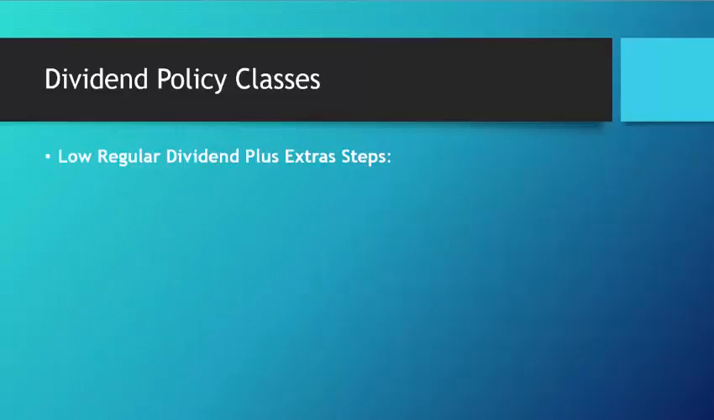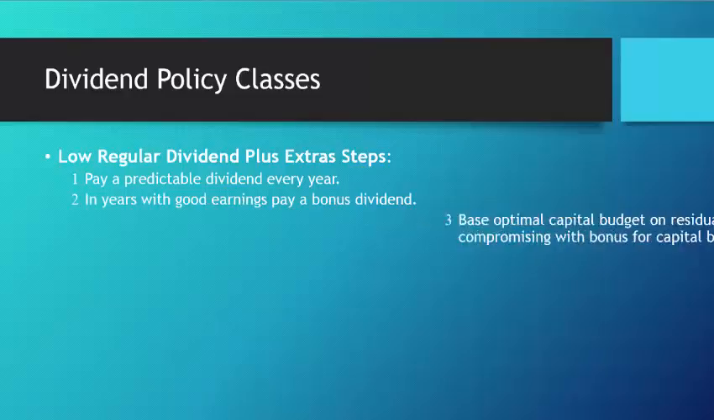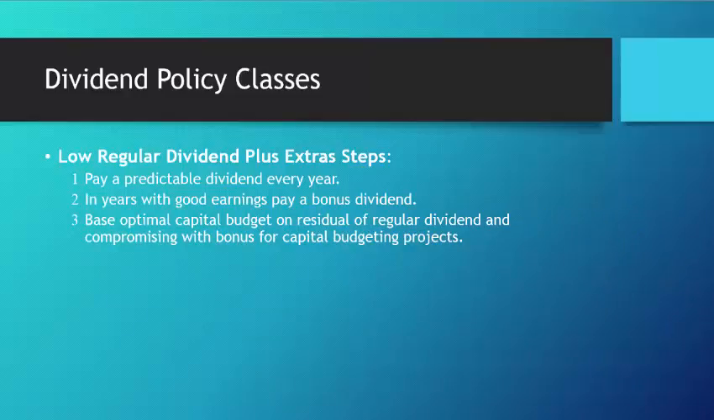If you were to do one of these low regular dividends with extras, here's what you do. Pay your predictable dividend every year. In years with good earnings, pay a bonus dividend. Base your optimal capital structure budget on the residual of the regular dividend, compromising with the bonus for capital budgeting projects. Again, your fixed dividend becomes a priority over and above your capital budgeting.